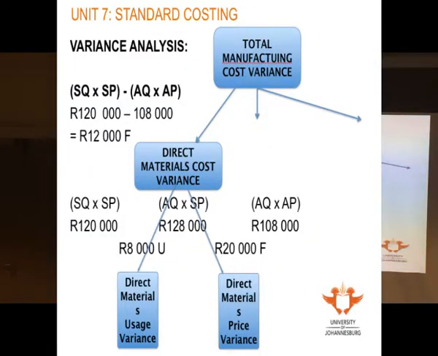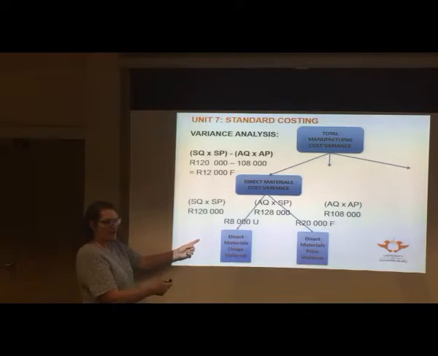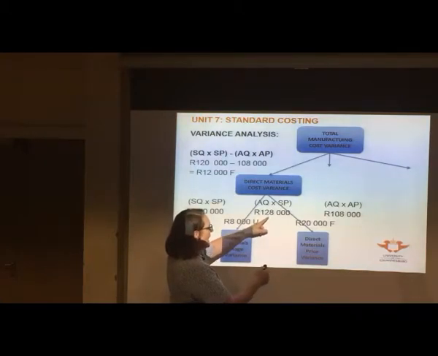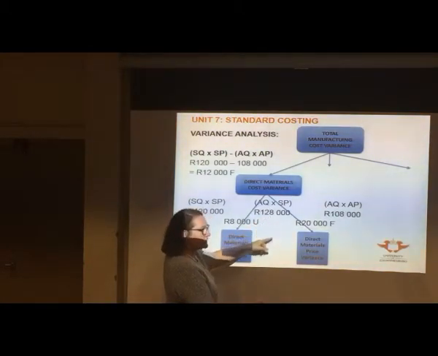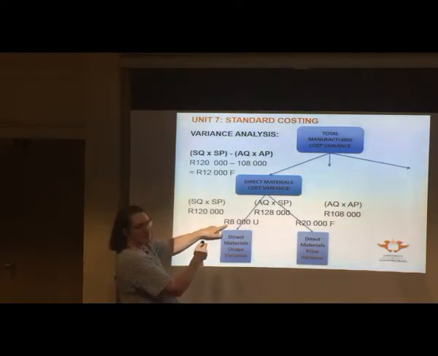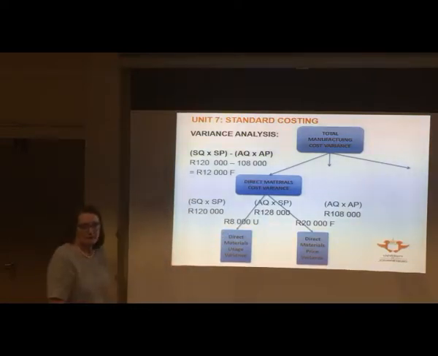Then this one, the usage, compares that and that. So 120 minus 128 is 8,000 unfavorable. Can you see that? This one compares that and that. 128 minus 108 is 20,000 favorable. Here we've got 20,000 favorable, and here we've got 8,000 unfavorable. 20,000 minus 8,000 is 12,000 favorable. So this plus this gives you that.